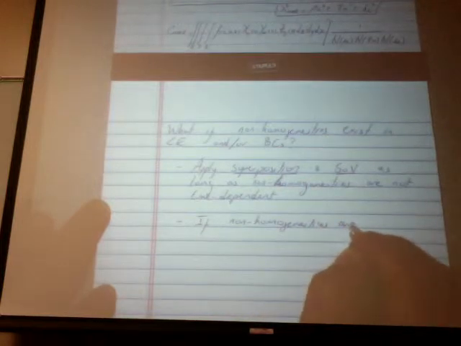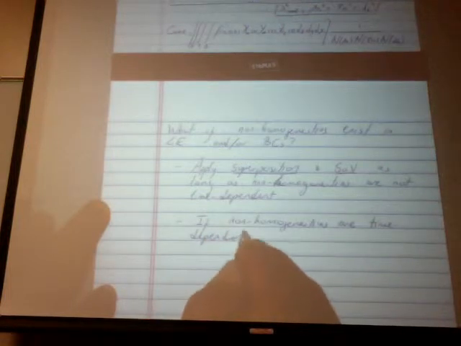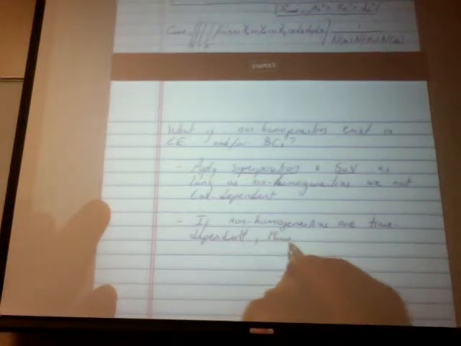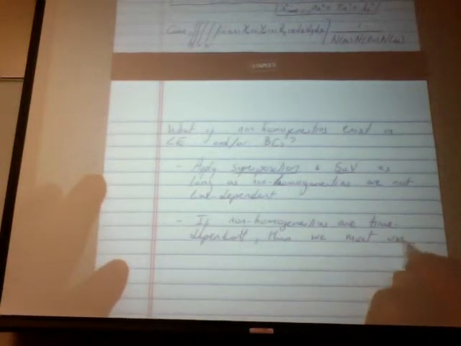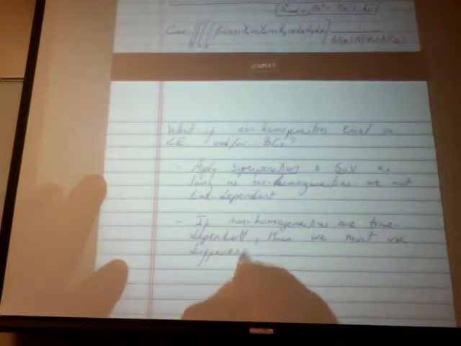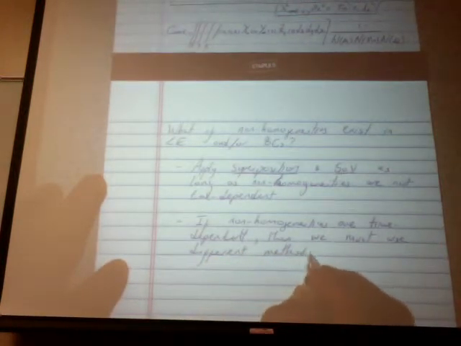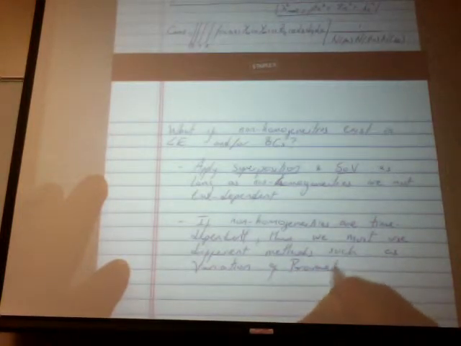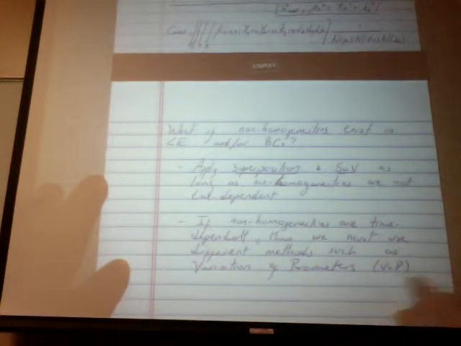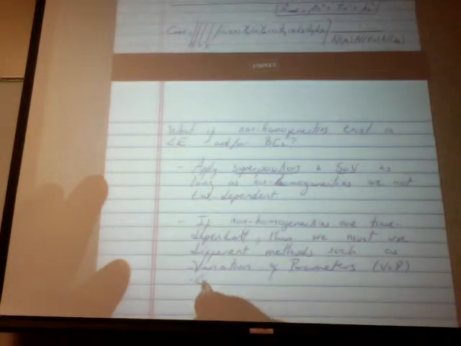If the non-homogeneities are time dependent, then we must use different methods, such as variation of parameters, or Green's functions.